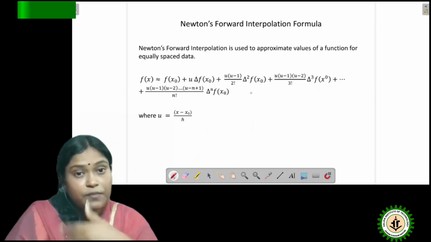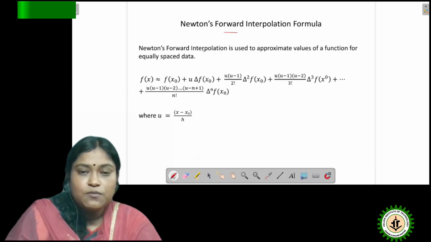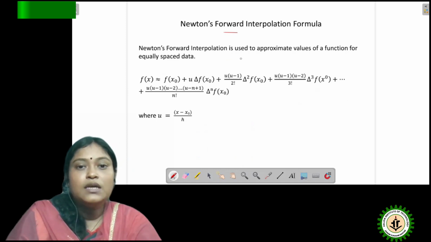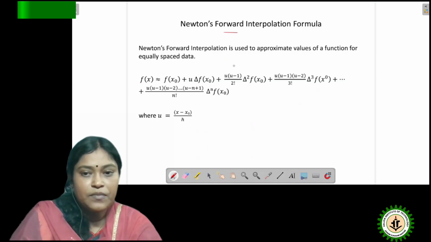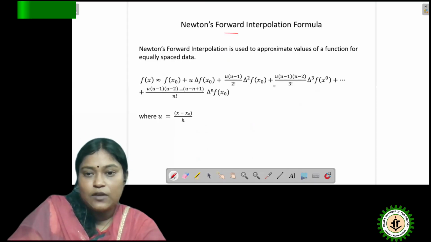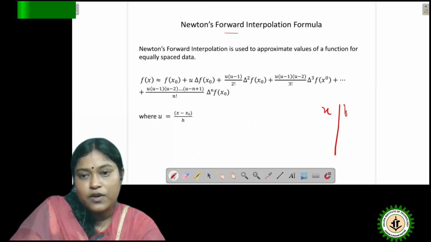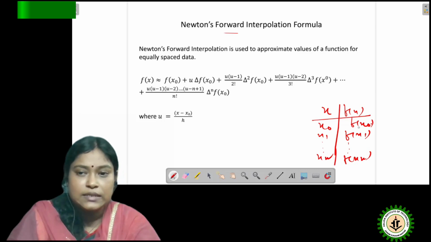Next, we will have Newton's forward interpolation formula. Newton's forward interpolation formula is used to approximate values of a function for equally spaced data. Suppose we have some values for x and corresponding values for f of x: x naught, x1 up to xn, and f of x naught, f of x1 up to f of xn. These are the values for f of x corresponding to x.